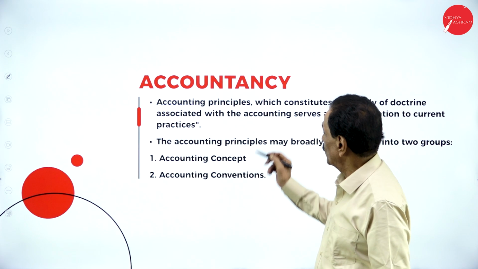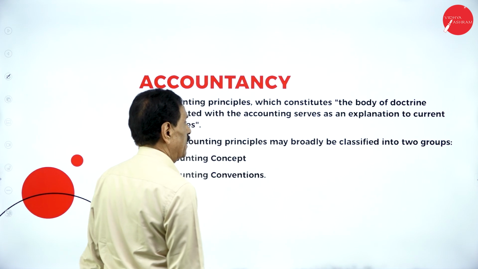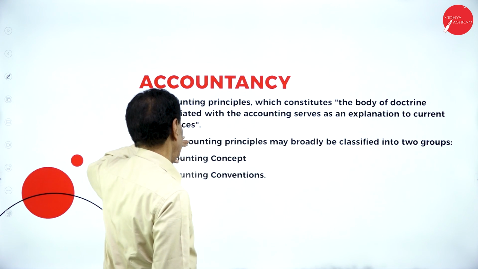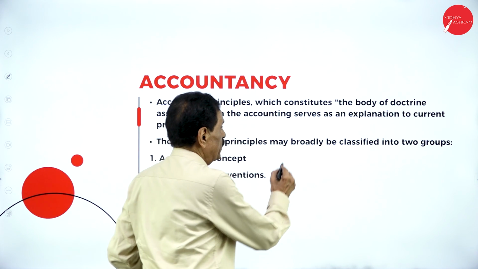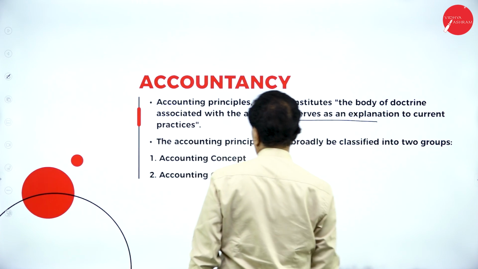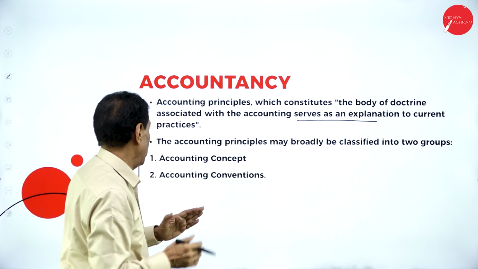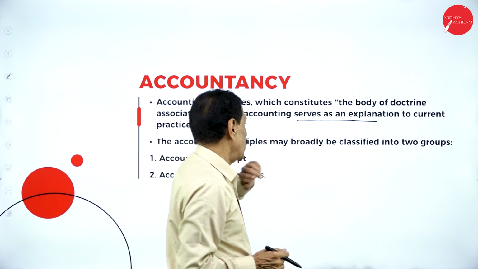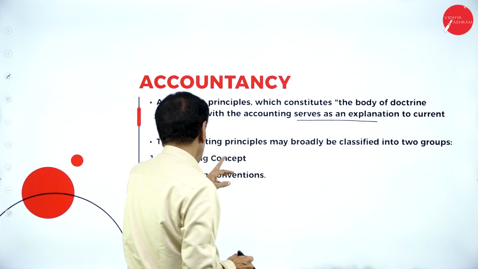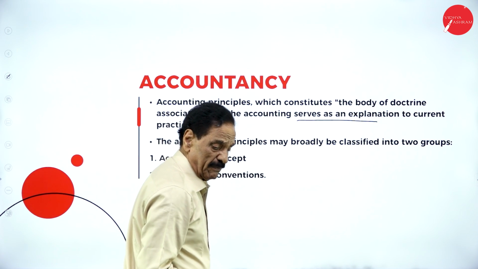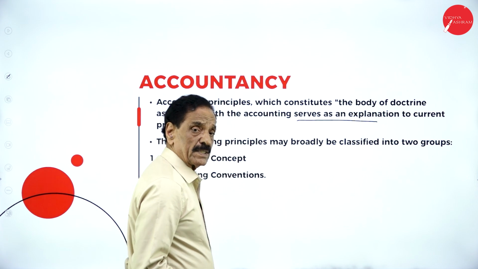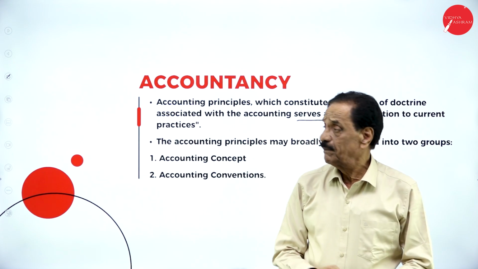Then accounting principles, which constitute the body of doctrine associated with accounting, serve as an explanation of current practice. Whatever the current practice is, that is what is going to be explained. Accounting principles are mainly classified into two groups: accounting concepts and accounting conventions. We'll deal separately with concepts and conventions.